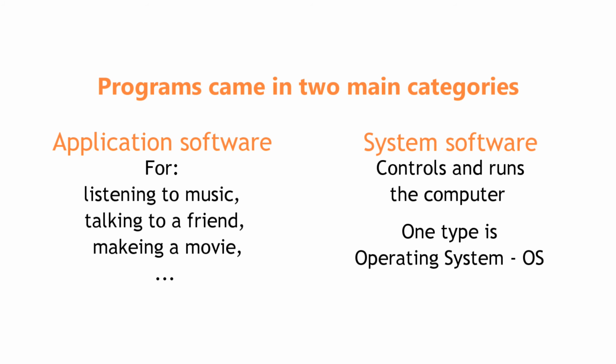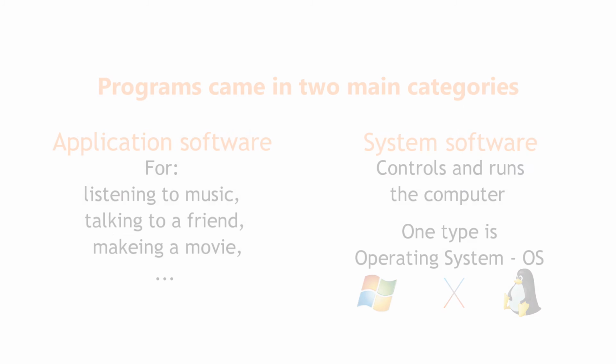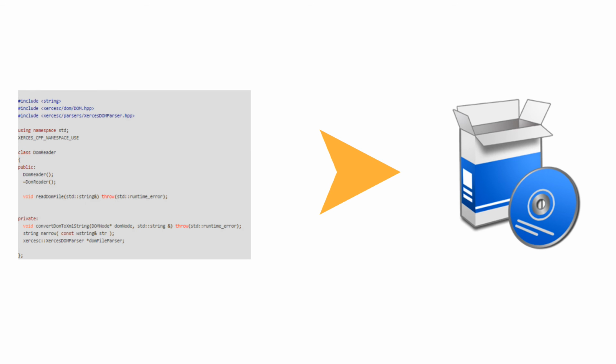One type of system software is the operating system, or OS for short, which is Microsoft Windows, Mac OS X, Linux, and others, and it is the first installed software on the hard drive. Every software is created by someone with a series of codes, which is then converted to a program so we can use it. I will cover all these things in future videos in more detail.